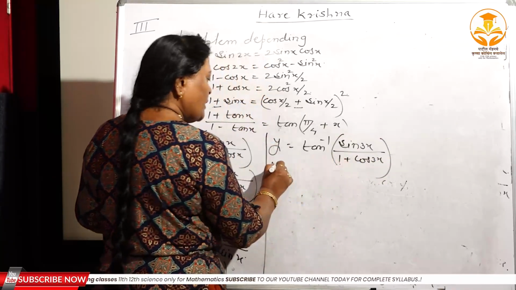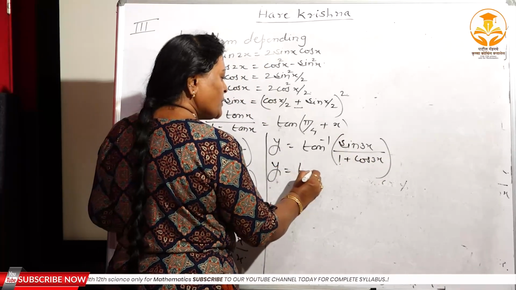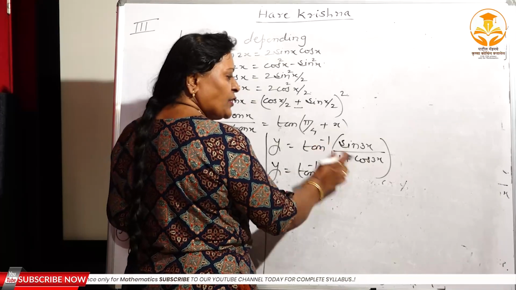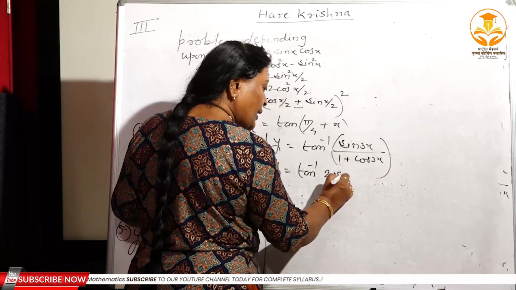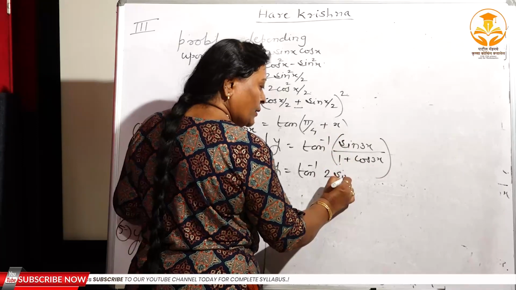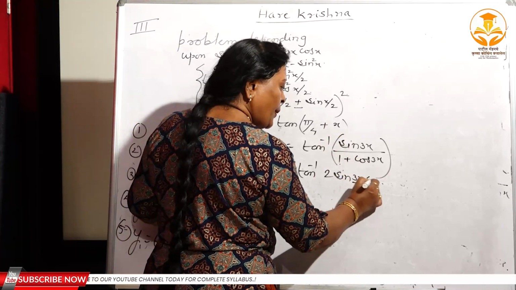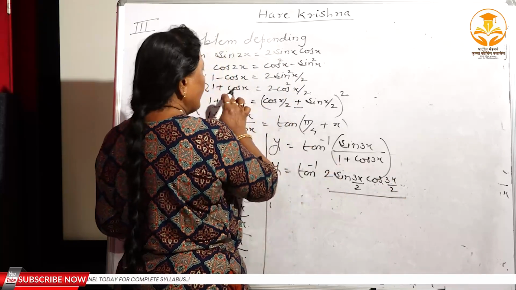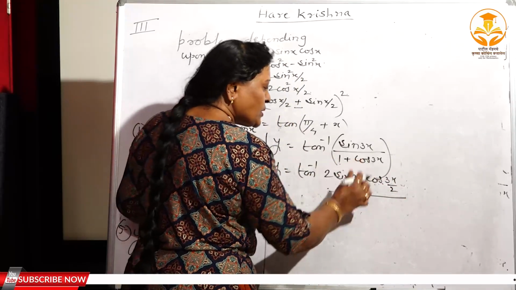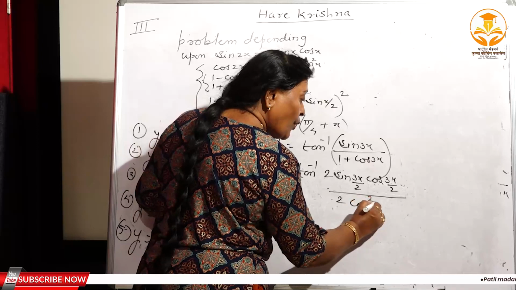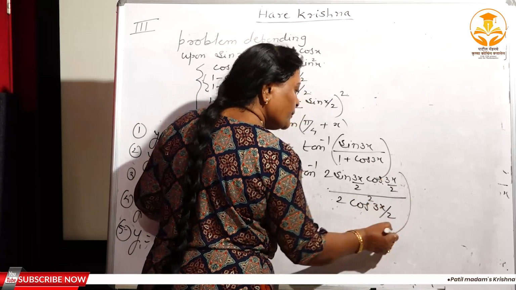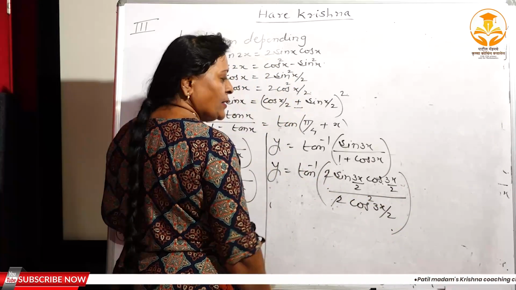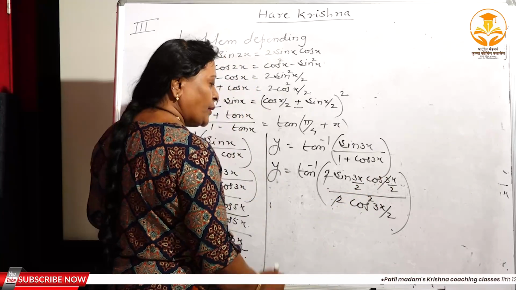Again how will you write this here? Tan inverse of sin 3x. Which formula you can use? Don't use the triple angle, just use 2 sin 3x by 2 cos 3x by 2. And you know the second evergreen formula, 1 plus cos 3x you can write as 2 cos square 3x by 2. See, 2 gets cancelled. Cos 3x by 2, cos 3x by 2 get cancelled.